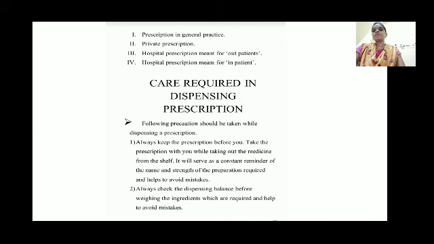So there are 4 types of prescription orders. First one is prescription in general practice, private prescription, hospital prescription meant for outpatient, and hospital prescription meant for inpatient. Now, hospital outpatient and inpatient: I have visited the Global Hospital, and there you can see the outpatient and inpatient units.